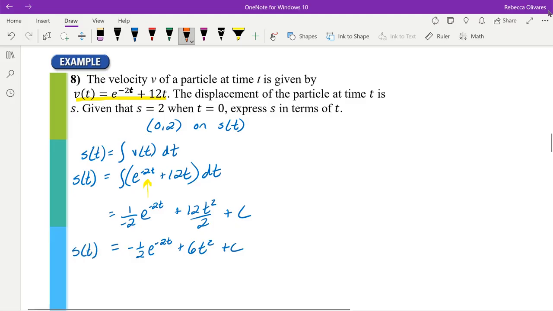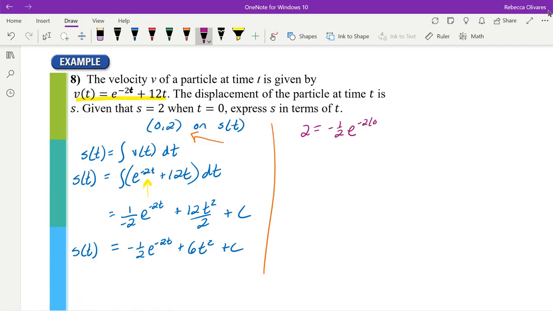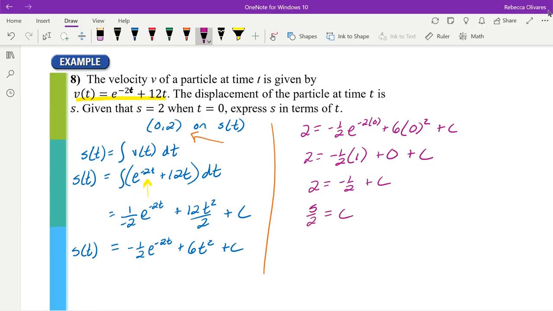We're not done yet because they also gave us the fact that (0, 2) is on the function. So I'm going to use that information to actually solve for my constant of integration. I'm going to say that 2 is equal to negative 1/2 e to the negative 2 times 0 plus 6 times 0 squared plus c. So 2 equals negative 1/2, and e to the 0 is just going to be 1. And then, of course, 6 times 0 squared is going to be 0, plus c. So I really have 2 equals negative 1/2 plus c. So I just need to add a half to both sides. So that's going to be 2.5, or 5/2, is equal to c.